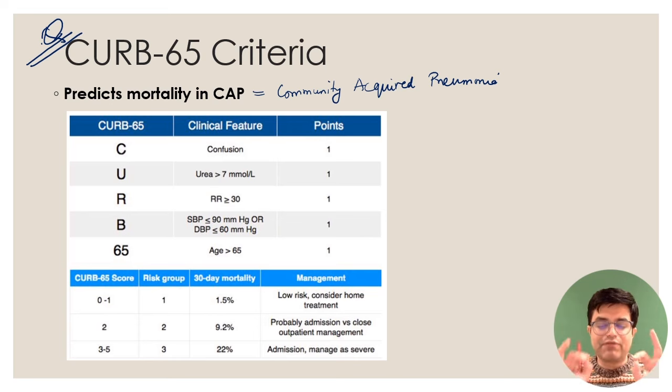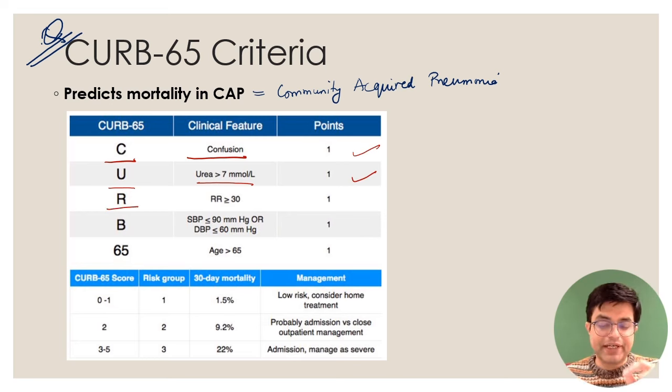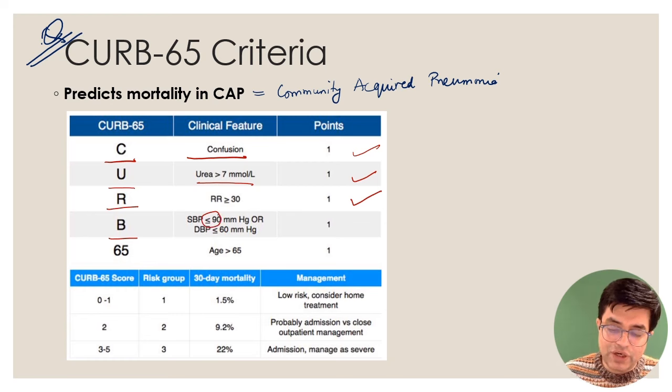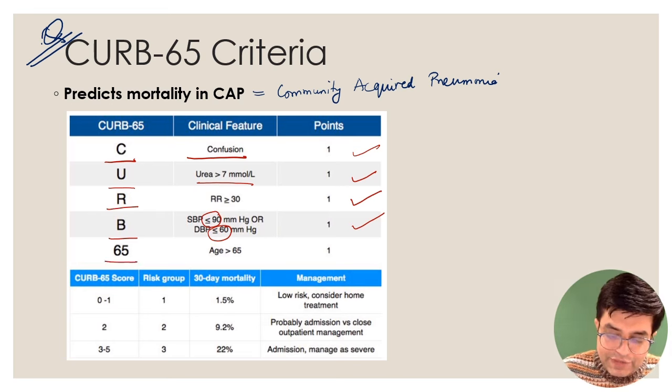Curve 65 में 5 features are there. C stands for confusion, और इसके लिए एक पॉइंट देते हैं. U stands for urea more than 7 millimoles per liter. This is 1 point. Then we have R, which stands for tachypnea, respiratory rate equal to more than 30, which is 1. B stands for blood pressure changes, either systolic BP less than 90 or diastolic BP less than 60. You will give as 1. दोनों है तो एक ही देंगे. अगर दोनों में से कोई भी एक है तब भी एक ही देंगे, राइट? And 65 stands for age more than 65 years, that is 1.